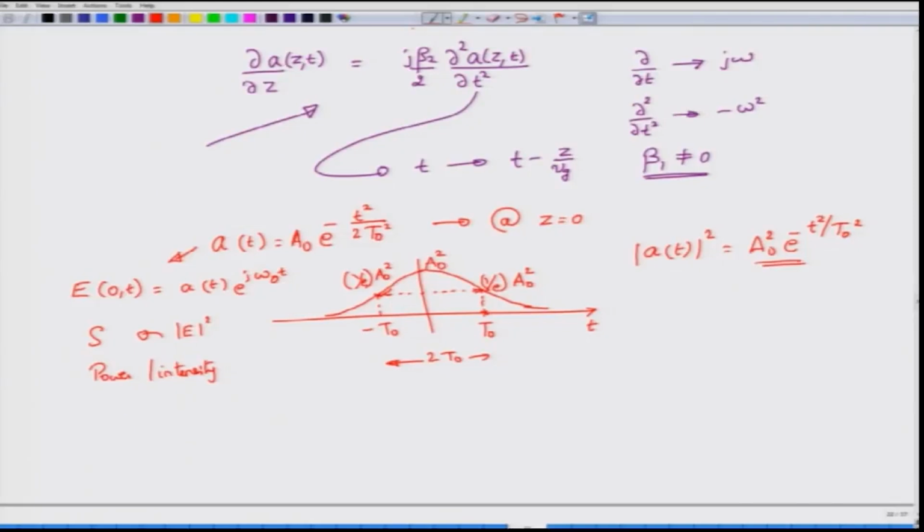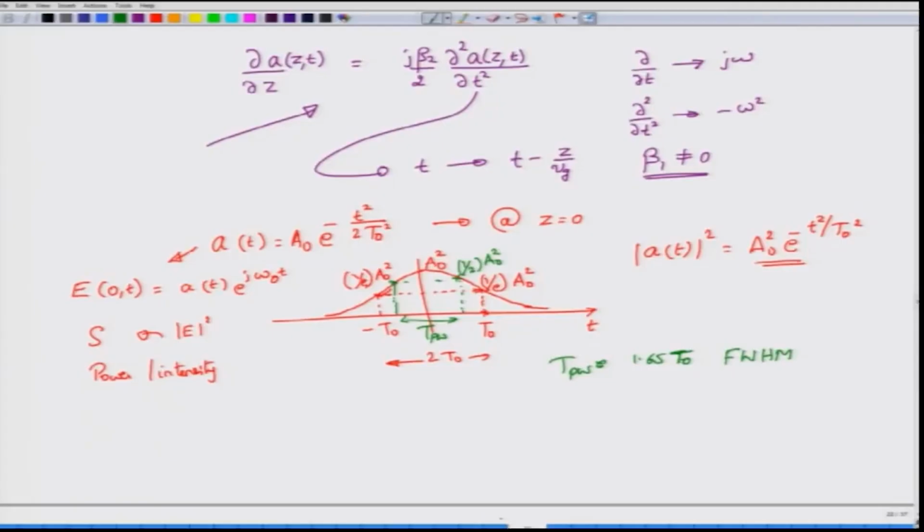But in general you do not really consider 2 times T naught as the pulse width, because what you are looking for is not 1 by e, but about half times A0 square. So, the distance between 2 points where the power drops to half the power at the maximum, or half the peak power, is what is called the pulse width, which I will write as TPW, and it will be approximately equal to 1.65 times T0. Okay. So, it is slightly smaller than 2 T naught, but this is what is normally used as the definition of pulse width, and this is called the FWHM pulse width.